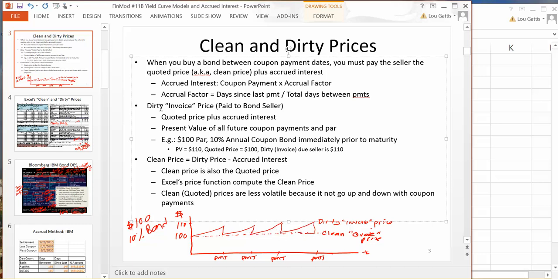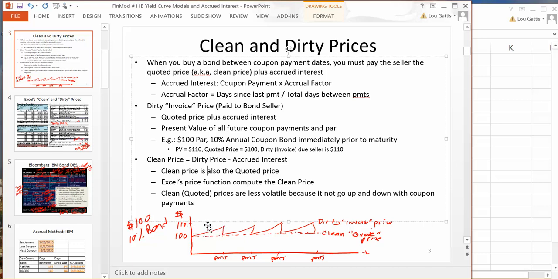All right, another way of thinking about dirty or invoice prices versus clean prices is to think about, what if I were to buy the bond right before it made a coupon payment? Well, say the poor person that's selling the bond has been waiting 364 days for that coupon payment. And then they sell the bond to you. Now you have the right to both the par and coupon payments. Well, it so happens that if you buy a bond in between coupon payment dates, you owe a fraction of the next coupon to the seller of the bond.